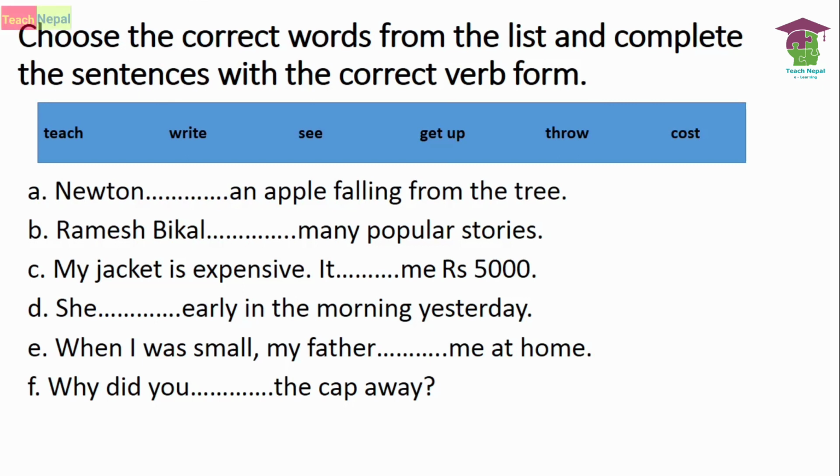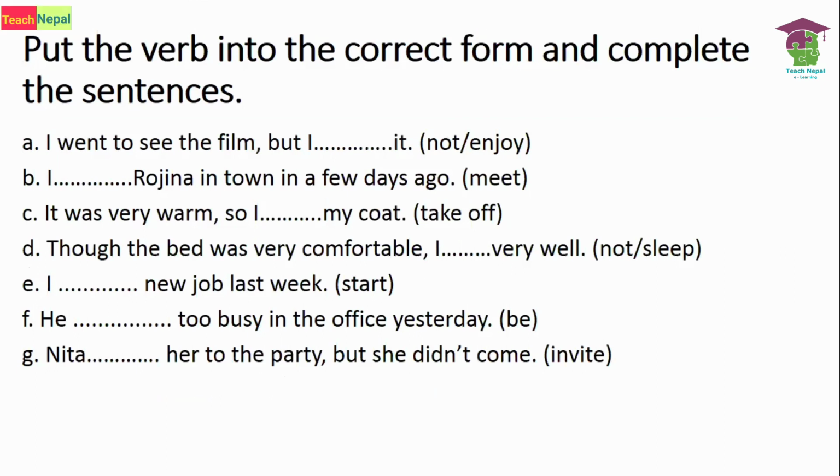form there. Okay, now next one, next exercise again from your textbook. Put the verb in the bracket into the correct form and complete the sentences. I went to see the film, but I didn't eat. Not plus enjoy. It means negative. Into negativity, right? Negative में राख्दा हामीले चाहिँ did not plus what, did not part सुरु गर्नुपर्छ. It means but I did not plus verb one enjoy it. Right? Number B, I dated Rosina in town in a few days ago.